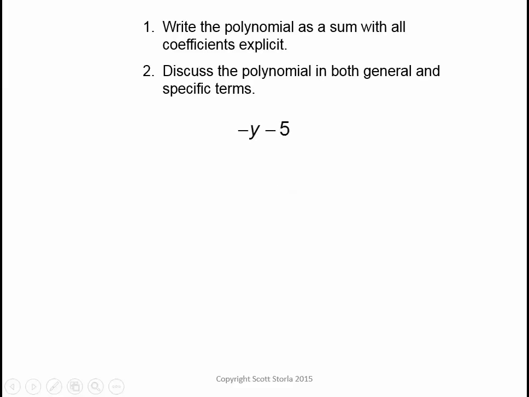Try this one. After rewriting the binomial, I can see that my first degree term has a coefficient of negative 1, and again, because I think of a polynomial as a sum, my constant has the value negative 5.